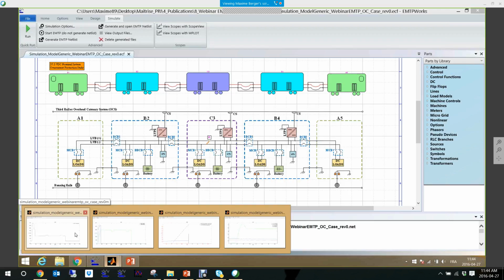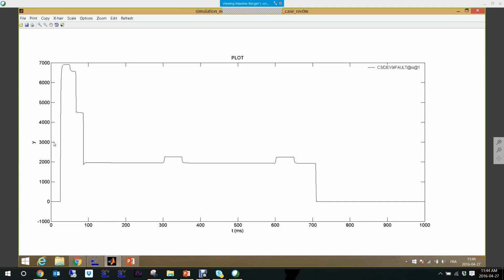So here, what we are going to look at is the fault current. We can see at the fault current these two parts there. It's the contribution of the converter that tried to start again. But the converter falls in lockout here.